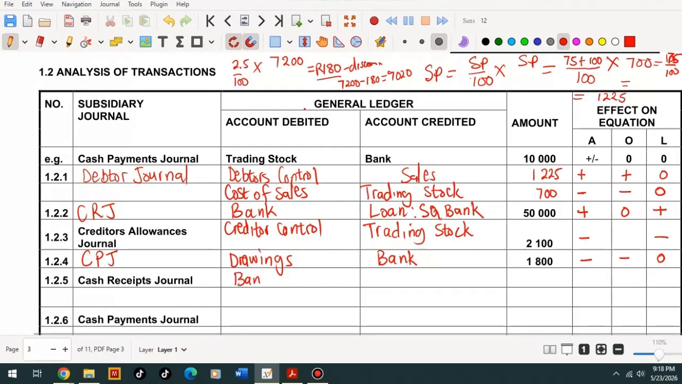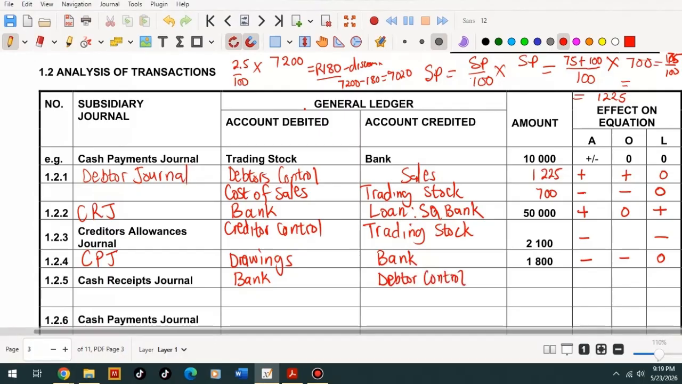account is going to increase the moment that cash is received. And if the debtor is paying what he was owing, the debtors control account is decreasing. So we credit debtors control with how much? With 7,020 rands, which is the cash that was received.